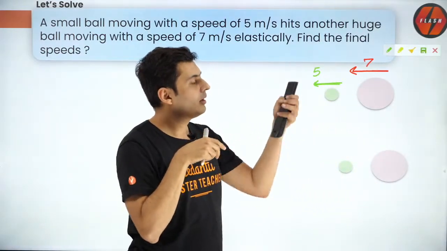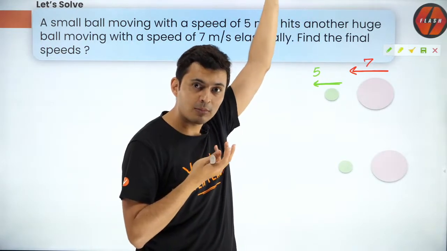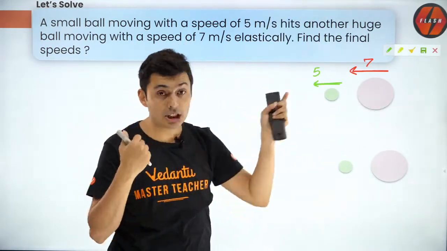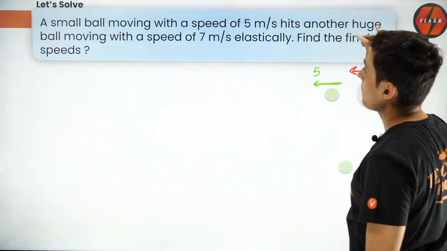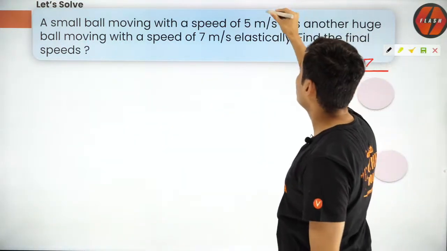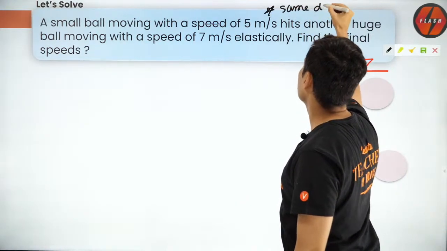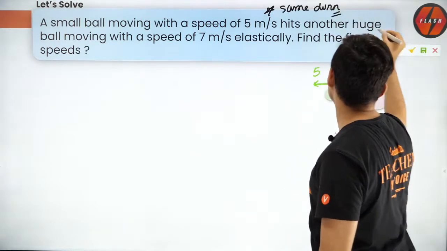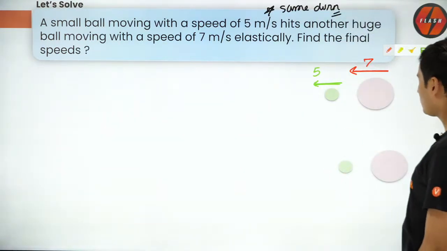I am moving with 5, the bigger mass is moving with 7. Are you going to keep running behind him? It will never collide. So understand, the direction should be like this, assuming their directions are the same. Probably I didn't mention it explicitly here, so let me mention that they are moving in the same direction.